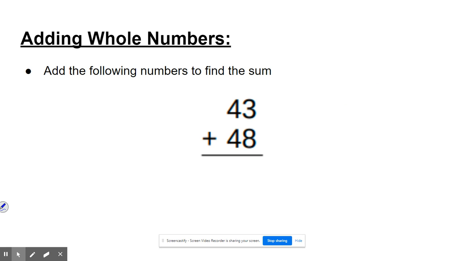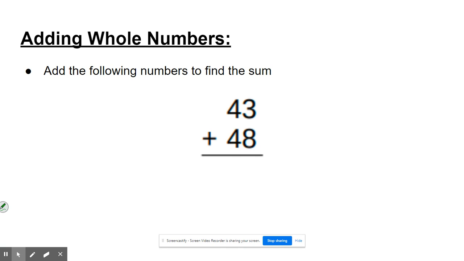Now I want you guys to pause the video and try to solve this one by yourself. And once you answer the question, we'll solve it together on the board. So you can start and click play, or once you submit your answer, we'll solve it.